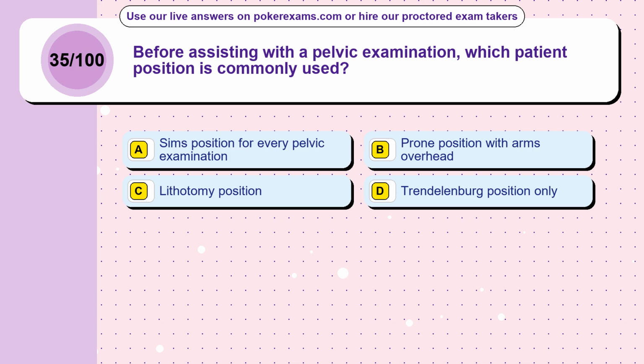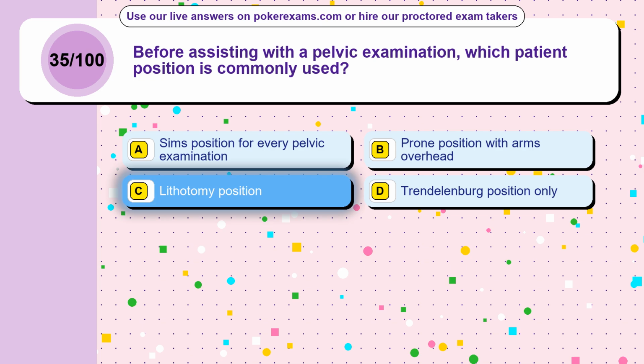Question 35. Before assisting with a pelvic examination, which patient position is commonly used? Option A. Sims position for every pelvic examination. Option B. Prone position with arms overhead. Option C. Lithotomy position. Option D. Trendelenburg position only. The correct answer is option C.